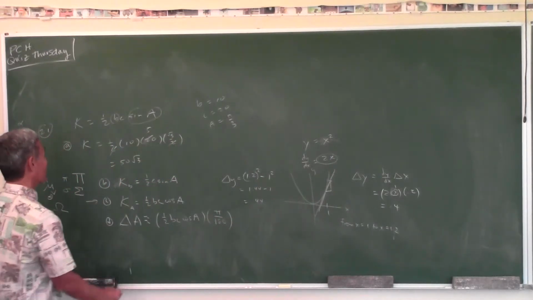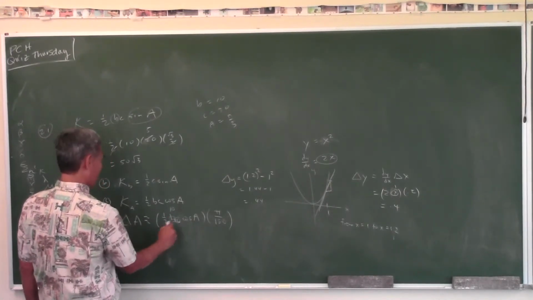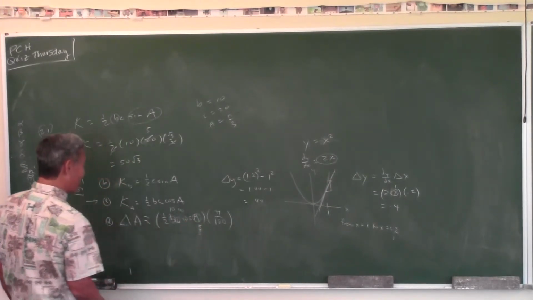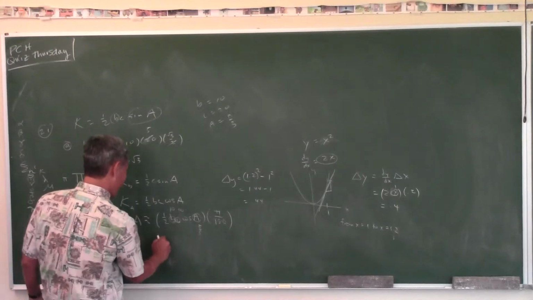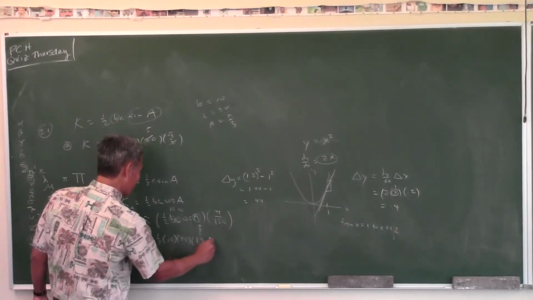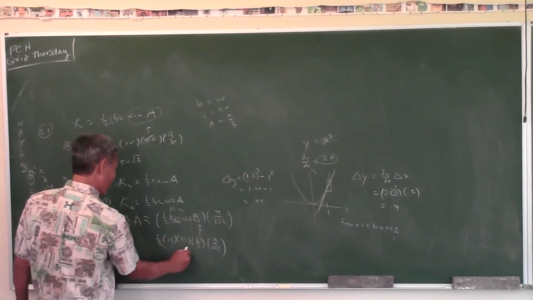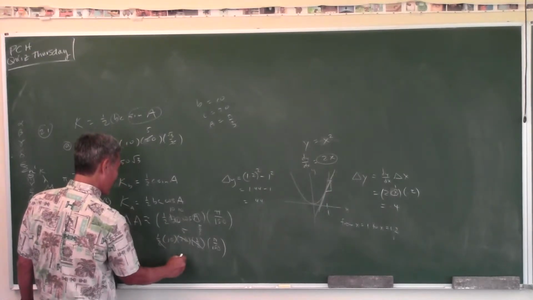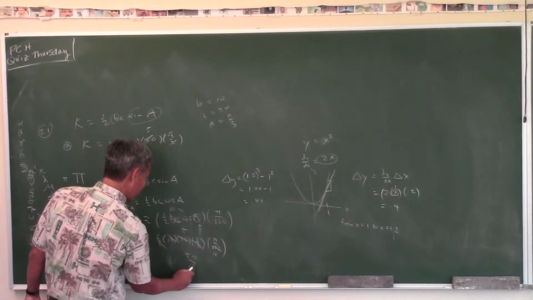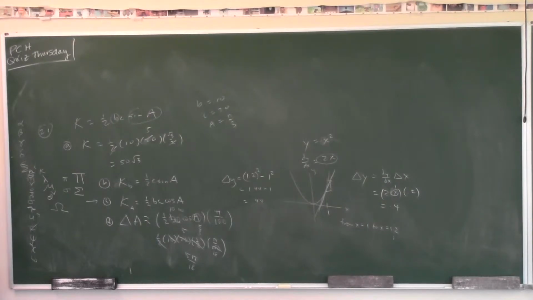Okay, so what do I plug in for B? 10. What do I plug in for C? 20. What do I plug in for A? Pi over 3. So the approximate change in area will be 1/2 times 10 times 20 times cosine of pi over 3, which is 1/2, times pi over 180. Can I do any canceling? 4 goes into 20 five times, 10 goes into 180 eighteen times, so 5 pi over 18 is the approximate change in area. What does that come out to?